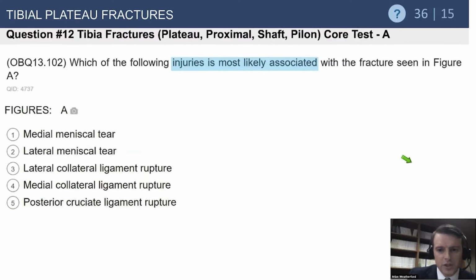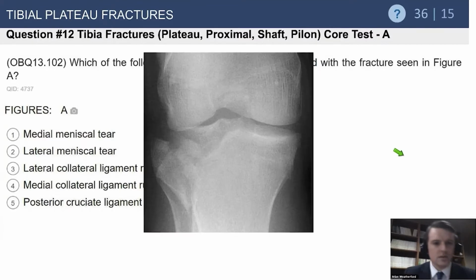These can be low energy insufficiency fractures. There is typically a soft tissue injury, especially in the zone of depression here. You want to carefully examine the meniscus in that setting.